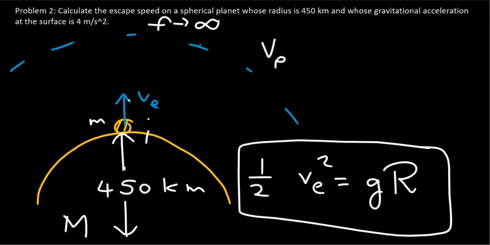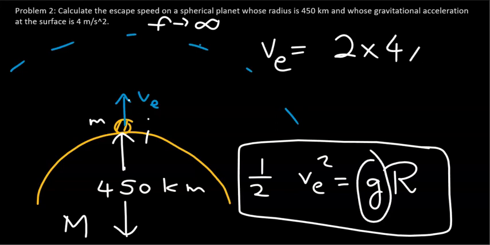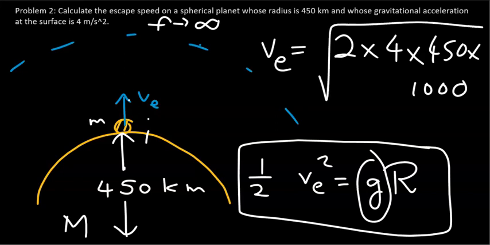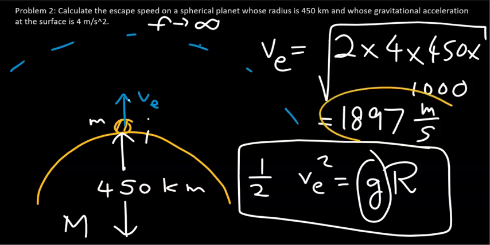And the escape velocity, or the escape speed, can be computed in the following manner. The square root of 2 times 4, which is the gravitational acceleration on the planet, times the radius, which is 450 kilometers converted into meters, will give you 1,897 meters per second. And that solves the problem.